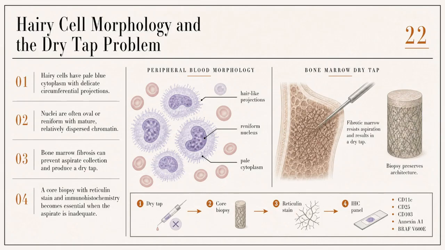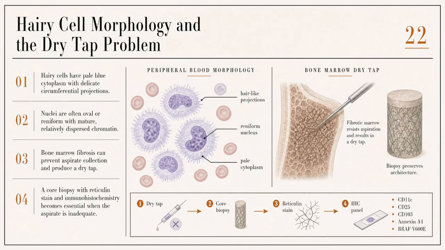One of the most significant diagnostic challenges in hairy cell leukemia arises from the frequent presence of marrow fibrosis. The neoplastic hairy cells stimulate reticulin fiber deposition within the marrow stroma, leading to a dense fibrotic network. This fibrosis physically impedes the aspiration of marrow cells, resulting in what is clinically termed a dry tap, where the aspirate yields little or no cellular material.